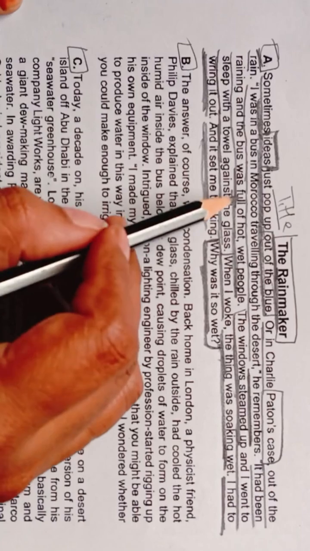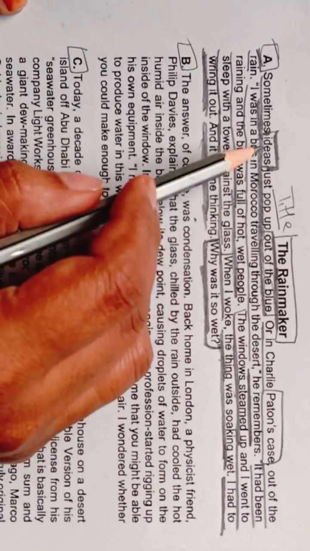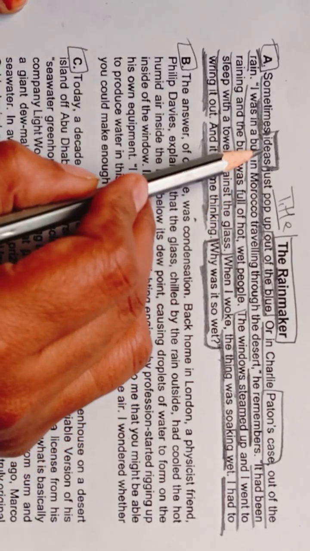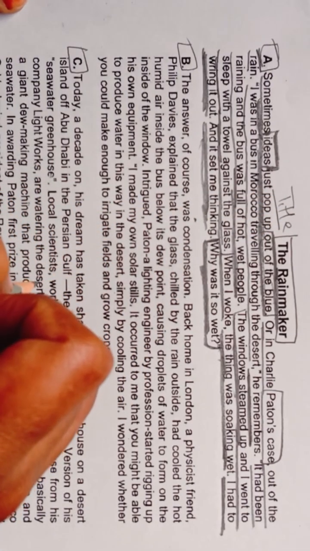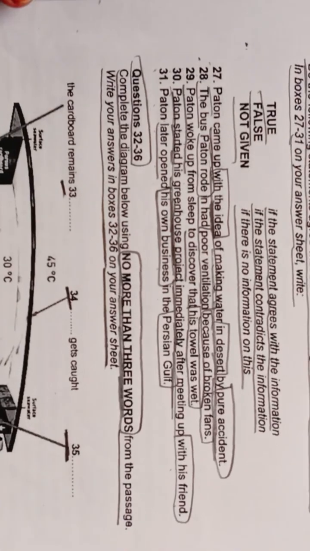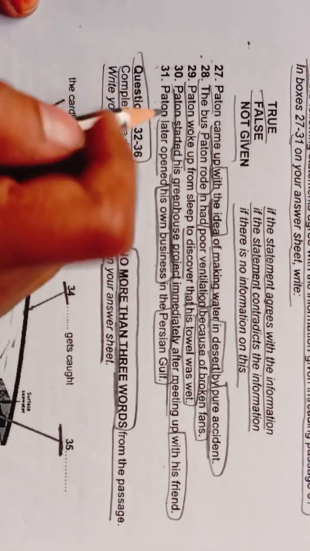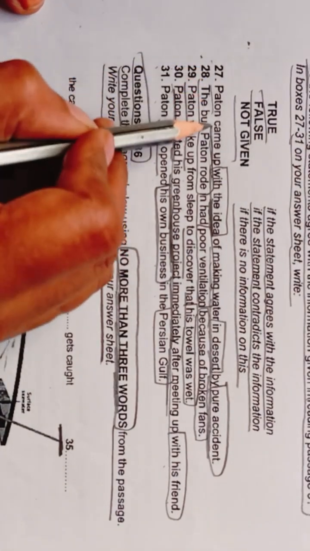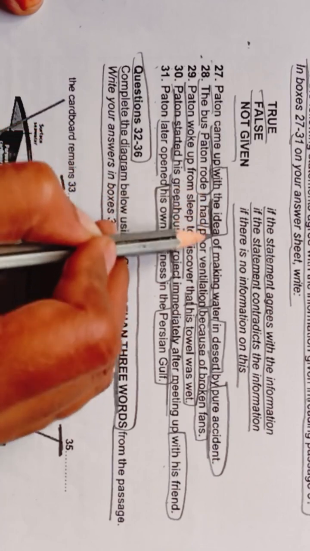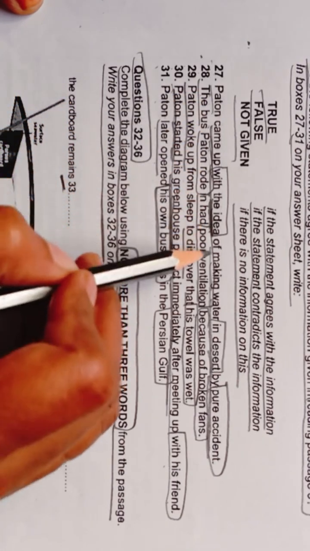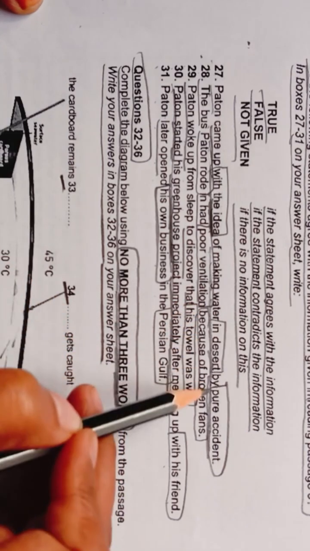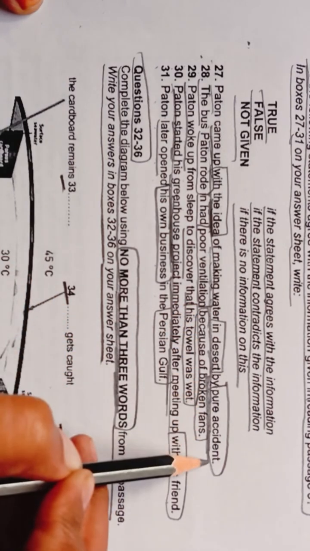Okay, so we are getting our keyword idea. Now let's see whether we are getting our answer or not. So our first question: Patton came up with the idea. This keyword we have seen. Patton came up with the idea of making water in desert by pure accident.